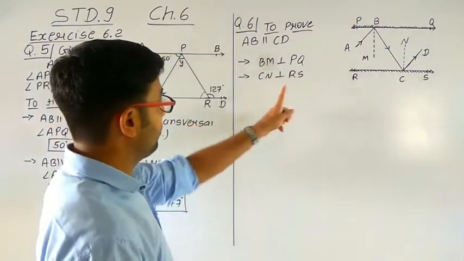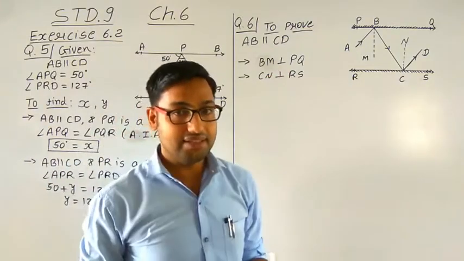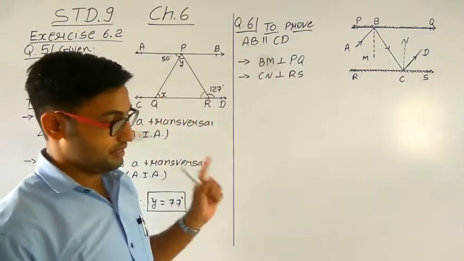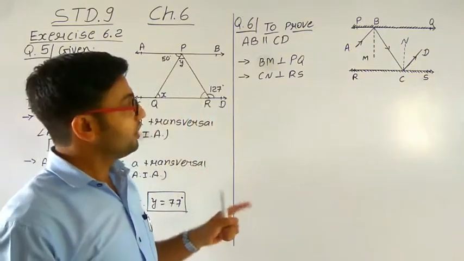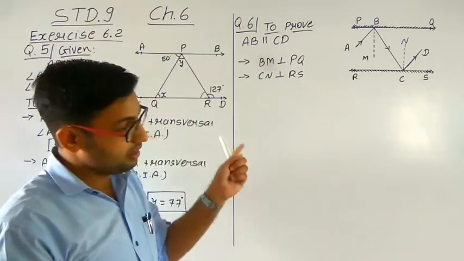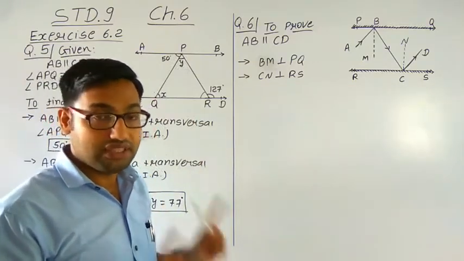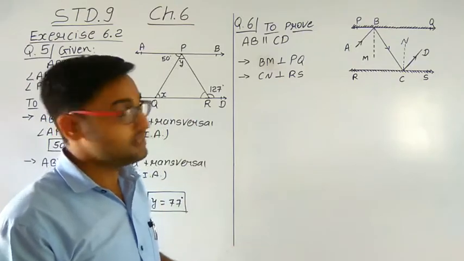Now, why do we draw these two perpendiculars? Because in science, in the chapter on light, you have studied or will study that the angle of incidence and the angle of reflection are both equal.